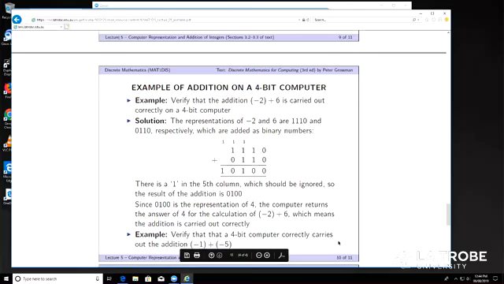So can you do this example for me? Verify that a 4-bit computer correctly carries out the addition negative 1 plus negative 5. Remember, as I said, we are not having negative in the circuitry as an operation. Negative numbers are allowed, but as an operation, negative is not allowed. Okay, can we do this question then?